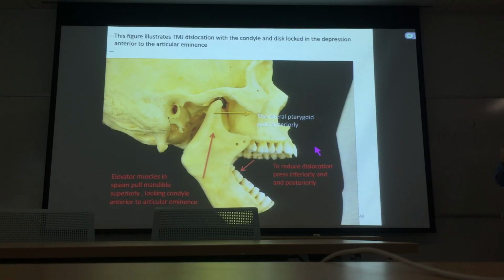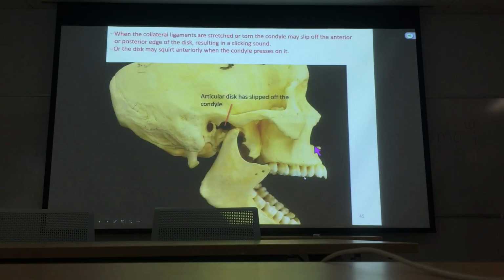Oftentimes when somebody comes into your office who's in this position, they've been this way for a while. These muscles have gone into spasms. It makes it sound like, oh, it's easy, just take the mandible and pull it down, and it's not as easy as that makes it sound. Oftentimes it takes a lot of force to do that, and it will hurt. So just know that's how you get somebody out of this anterior lock: press inferiorly and posteriorly.